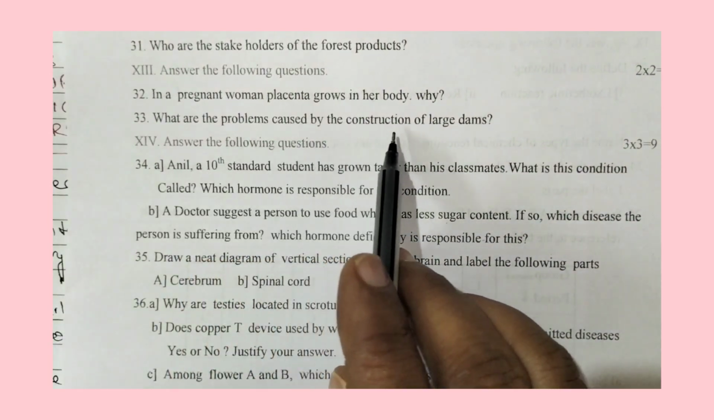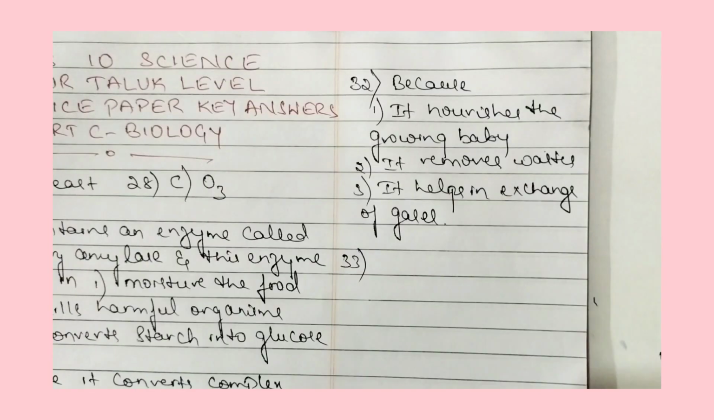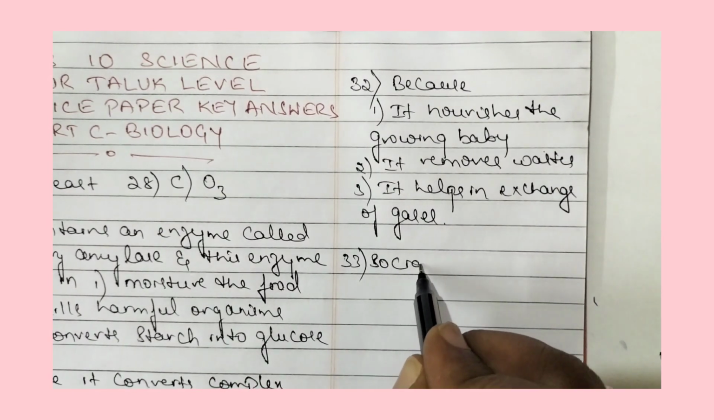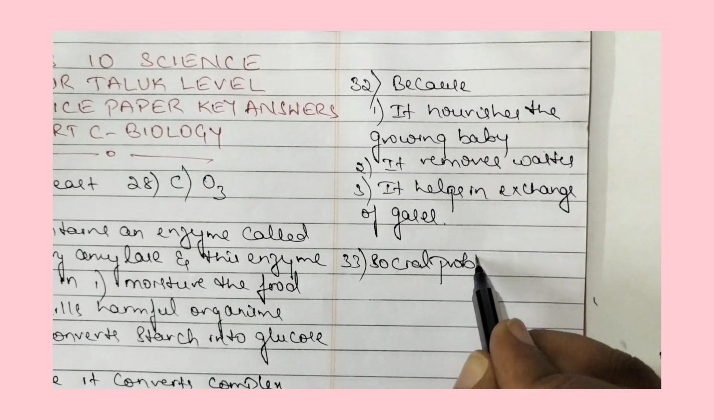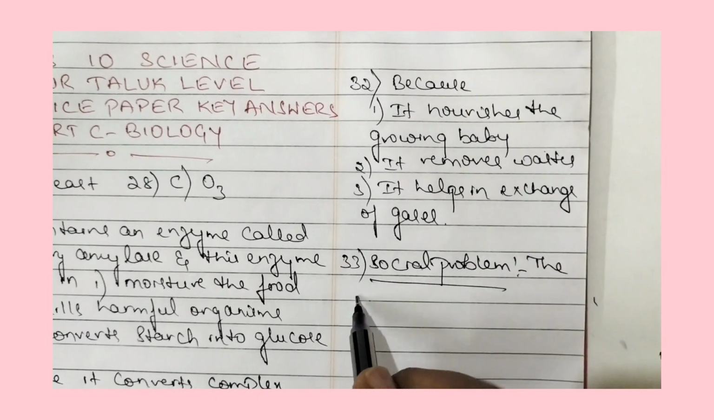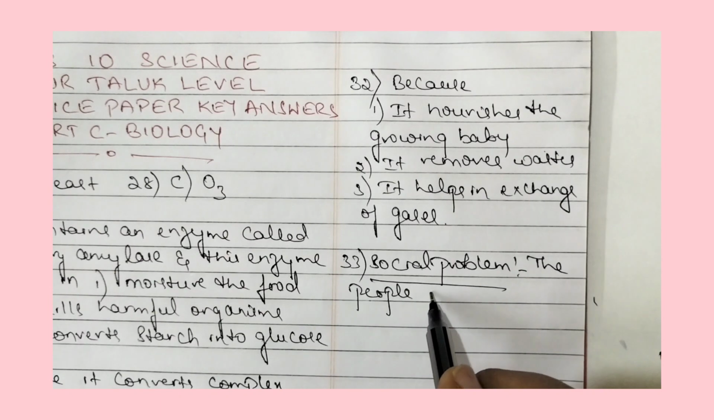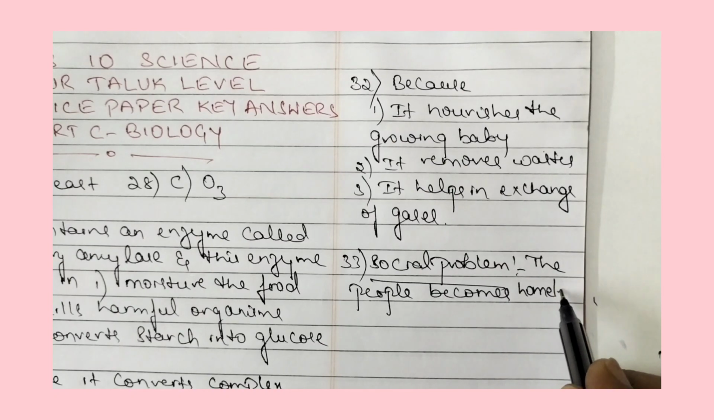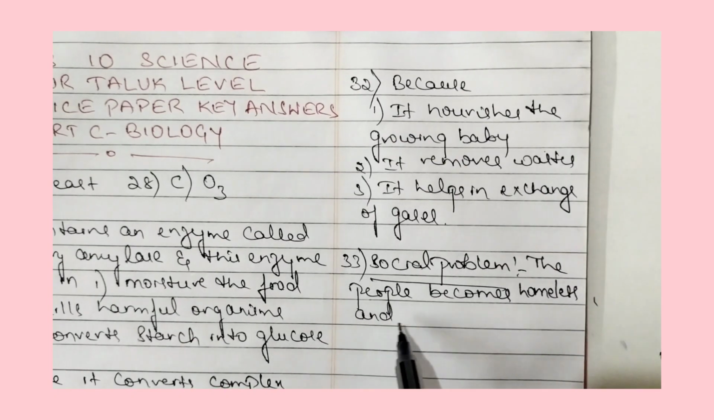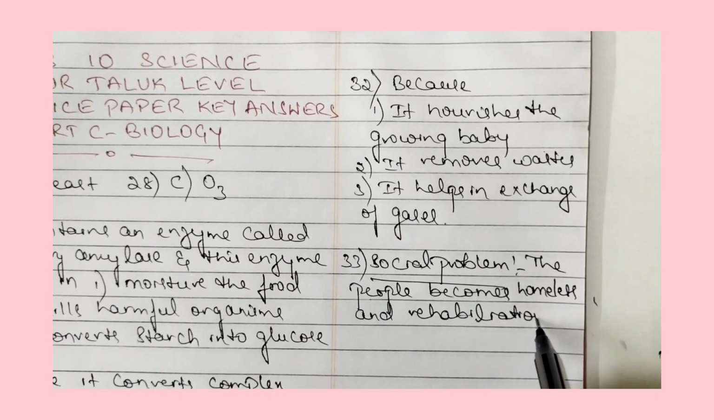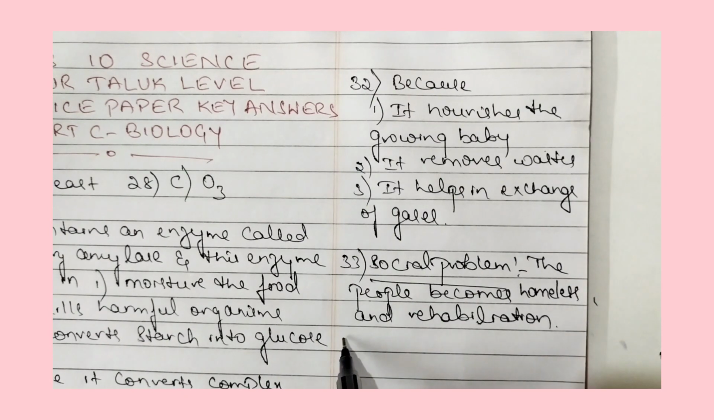What are the problems caused by construction of large dams? By constructing large dams, the first one is social problem. So it leads to social problem, that is the people become homeless and rehabilitation. This is the first point.